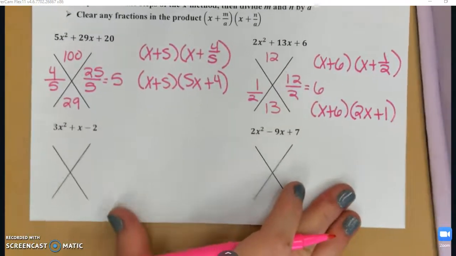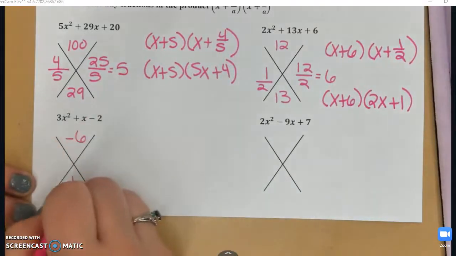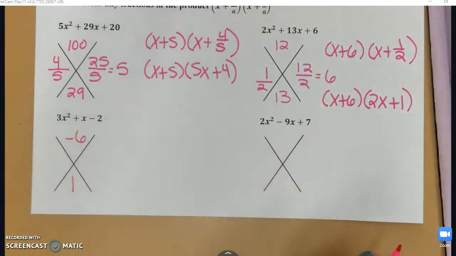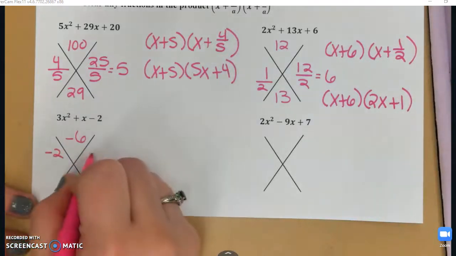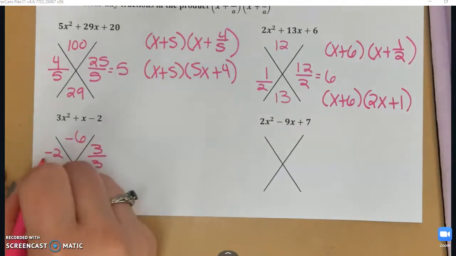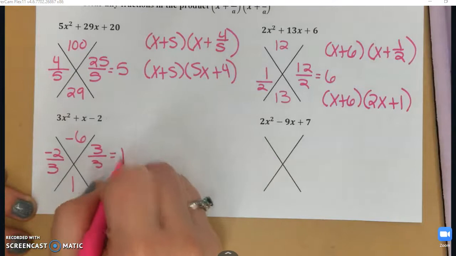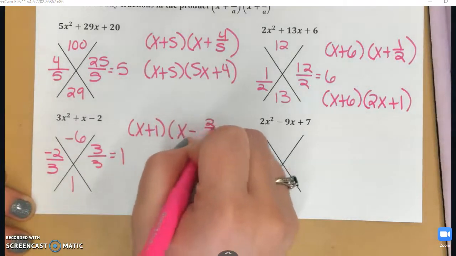All right, 3x squared plus x minus 2. A times c is negative 6. My b value is 1. Numbers that multiply to negative 6 and add to 1 are negative 2 and 3. Divide both of those by 3. This becomes 1. So I have x plus 1 times x minus 2/3.